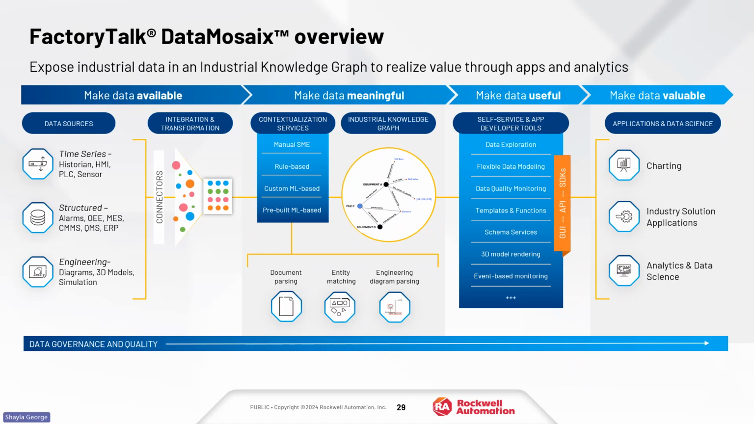Once you have made that data more meaningful, now it's time for it to be useful. There are various tools available to you to make that data more useful. Those tools could be your P&ID graphs and 3D models. You have APIs and SDKs that enable you to leverage some of that data, and data quality monitoring. This all allows you to better ensure that you have good quality data. And then the last step is making the data more valuable.